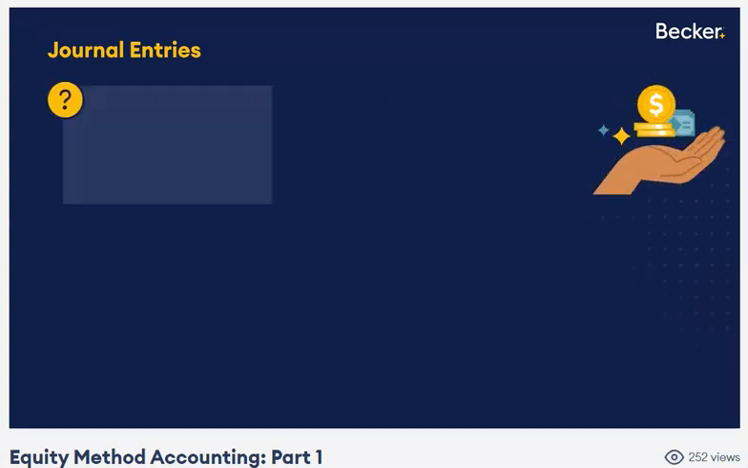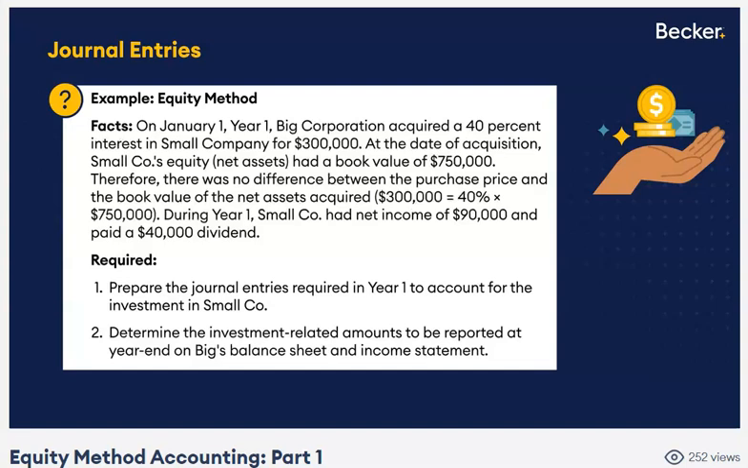So here's an excellent example. January 4, year 1, big corporation acquired a 40% interest in small company for $300,000. Stop right there. We just bought 40%. So what's the presumption? We have significant influence. We'll use the equity method of accounting. Dividends are not income, right? We don't mark it to market value.